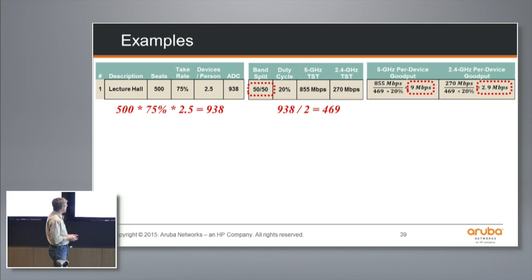In the arena example, if we move on here, now I'd tell you that it's 20,000 seats, I think, is the example.